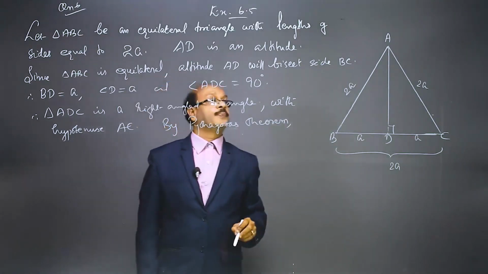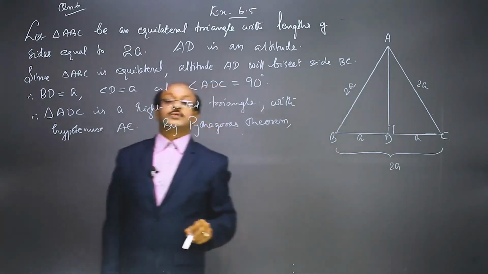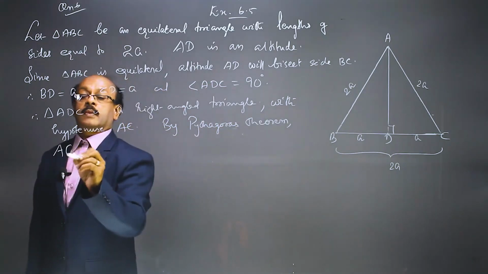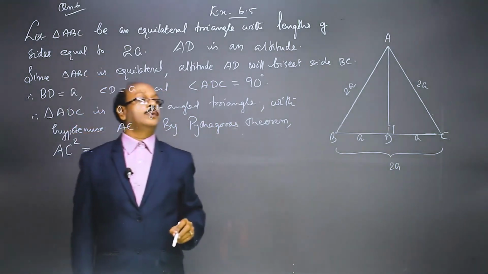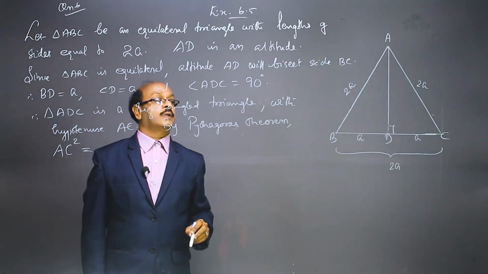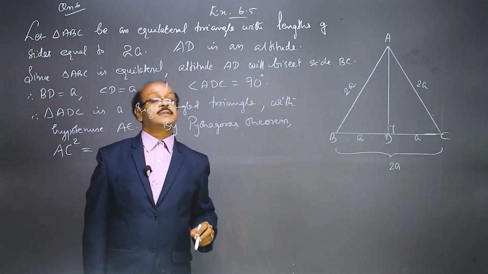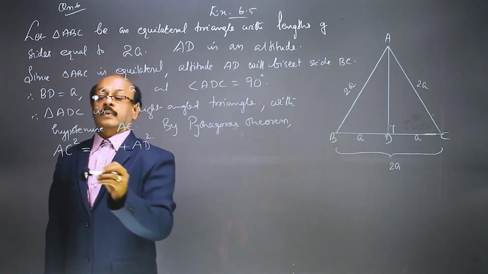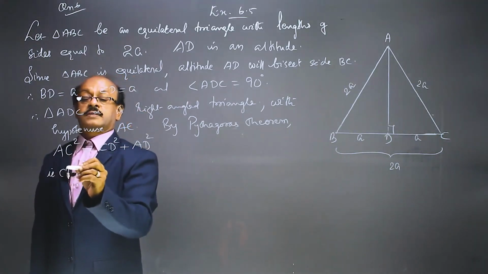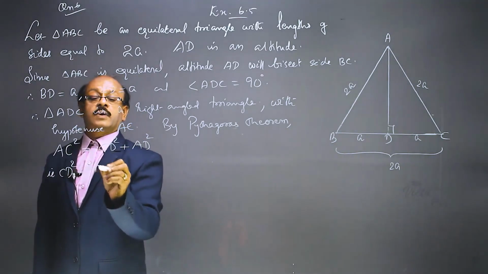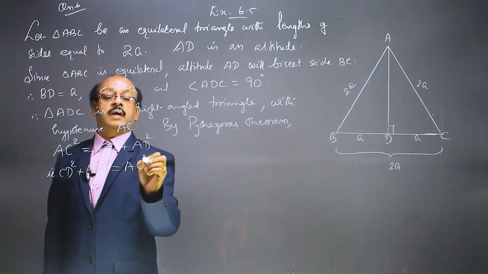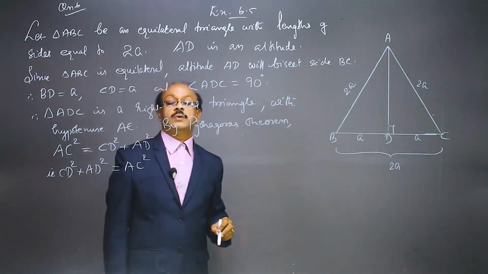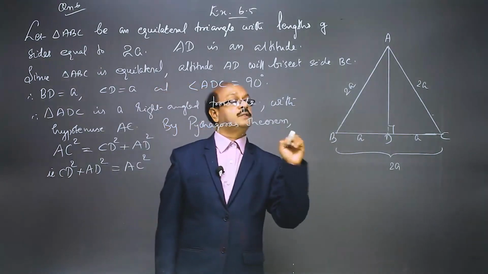we will get AC square is equal to hypotenuse square is equal to base square plus altitude square. That means CD square plus AD square is equal to AC square. Length of CD is equal to a.